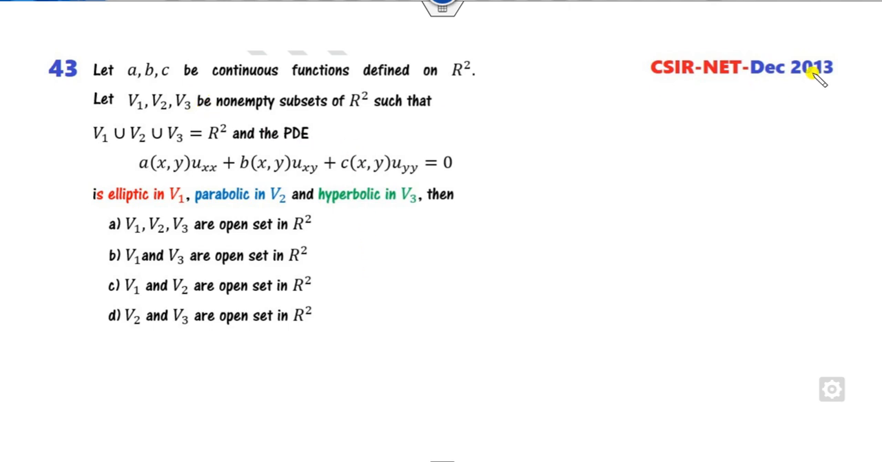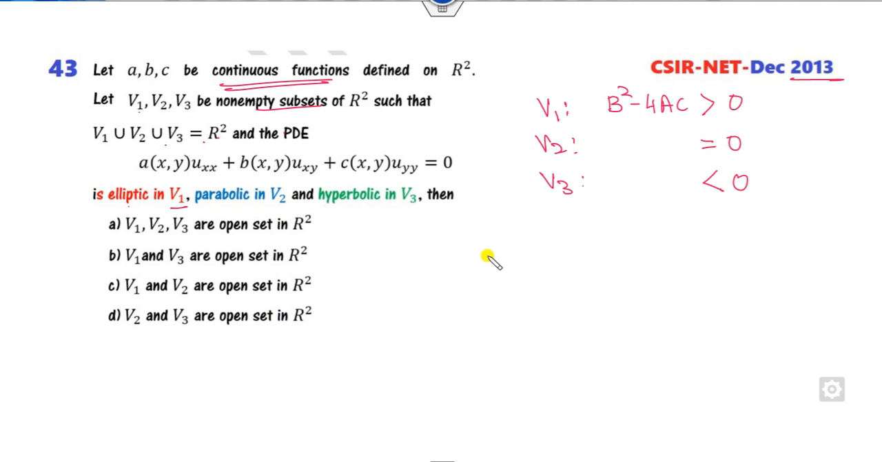Okay, look at this 2013 question. A, B, C are continuous functions. V1, V2, V3 are non-empty sets such that the union is R square. V1 is elliptical, that is, b square minus 4ac is less than 0. V2 is parabolic. V3 is hyperbolic. Then which of the following are open sets?